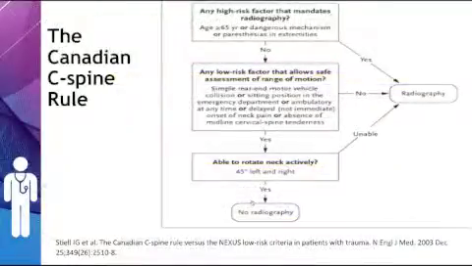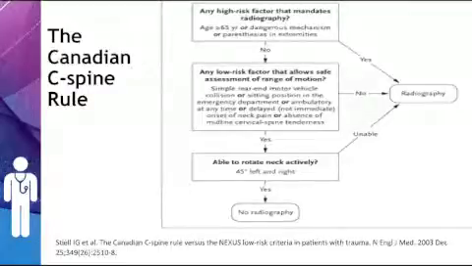So moving on is the Canadian C-spine rule. This is a useful rule to use when you're working in the ED. It's a good way of clearing C-spines in low-risk patients. It basically says that if you've got a high-risk patient, you need to do radiography. If you've got a low-risk patient, you can rotate the neck. And regardless of whether they have pain or not, you can generally clear their neck.